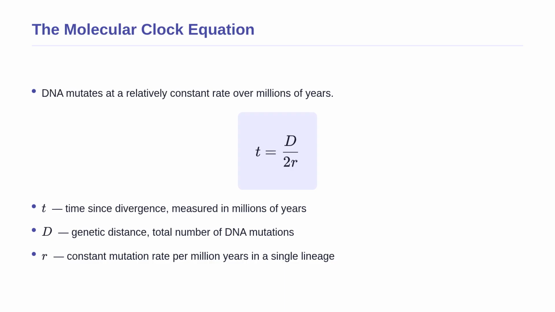We multiply R by 2 in the denominator because both lineages have been mutating independently since they split. If the genetic distance D increases, it means the species diverged a much longer time ago.